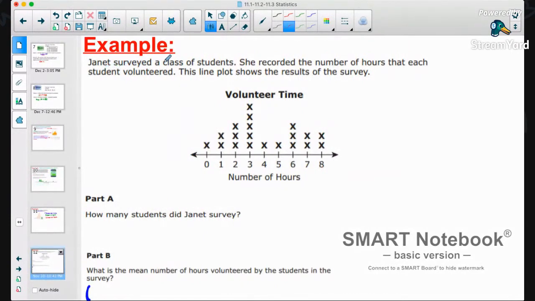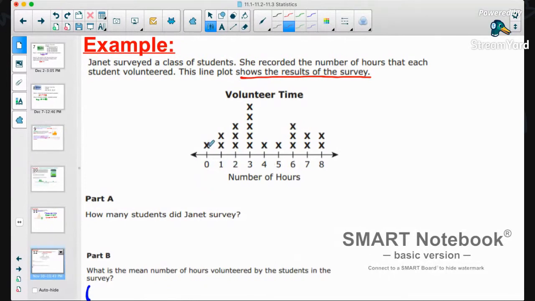Janet surveyed a class of students. She recorded the number of hours that each student volunteered. This line plot shows the results of the survey. Ladies and gentlemen, as I told you before, each dot represents one student who volunteered how many hours. For example, when I ask you how many students volunteered 4 hours, you can tell me 1 student, because this dot or X represents number of students.